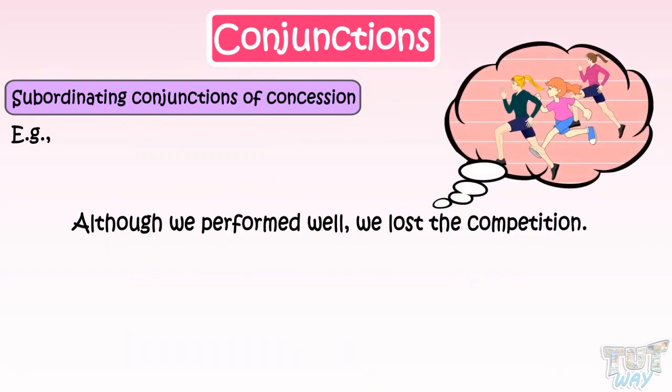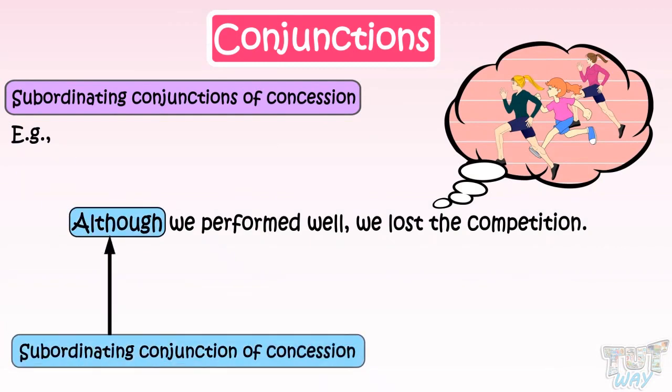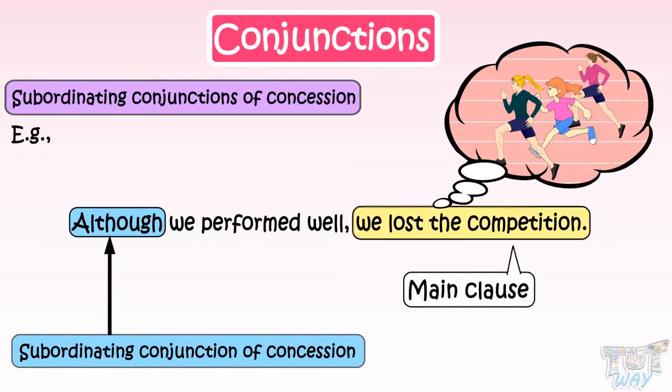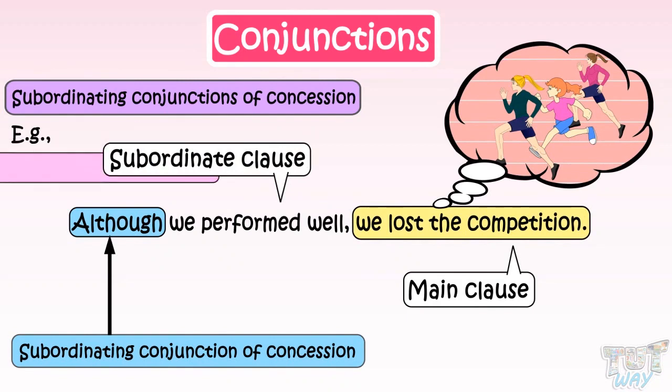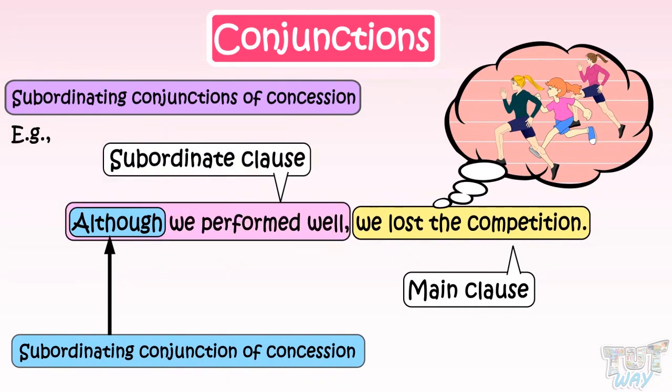Although we performed well, we lost the competition. Here, the conjunction "although" is a subordinating conjunction, as it is connecting a main clause, "we lost the competition," and a subordinate clause, "although we performed well." And it is also indicating the aspect of concession.